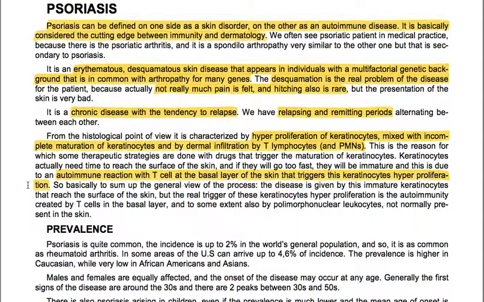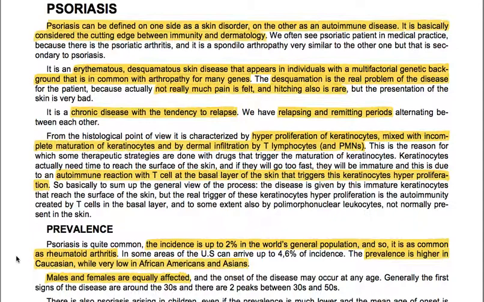Prevalence. Psoriasis is quite common. The incidence is up to 2% in the world's general population, and so it's common as rheumatoid arthritis. In some areas of the US it can arrive up to 4.6% of incidence. The prevalence is higher in Caucasians, while very low in African Americans and Asians. Males and females are equally affected, and the onset of the disease may occur at any age.